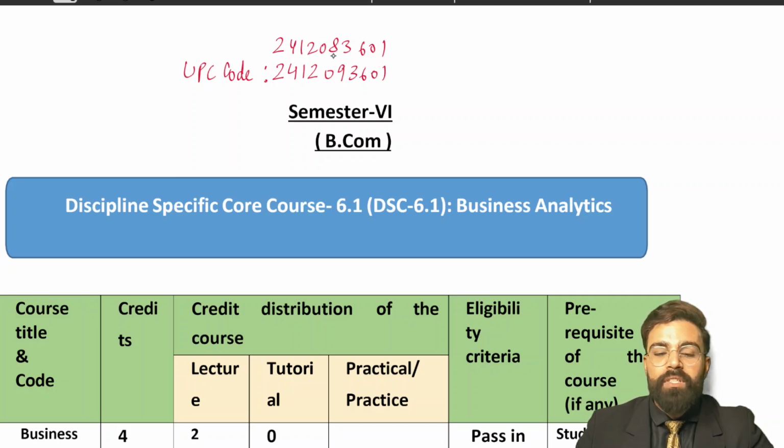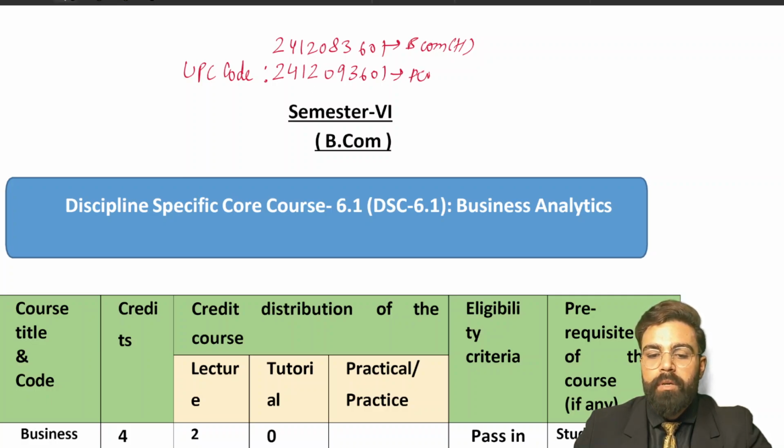The first one is for BCom Honors. Those who are studying this paper under the course BCom Honors can follow this particular UPC code. And those who are pursuing their BCom program in Delhi University as a regular student or as an NCWEB student can prefer this particular UPC code for this paper. So I'm writing it here as well for the BCom program. I hope the UPC code is clear to you all.